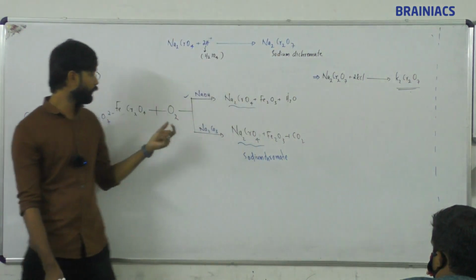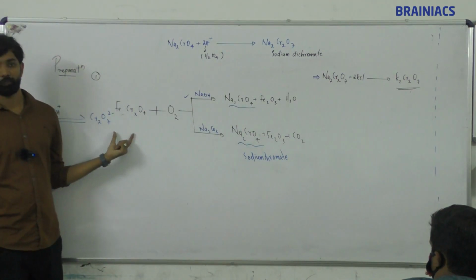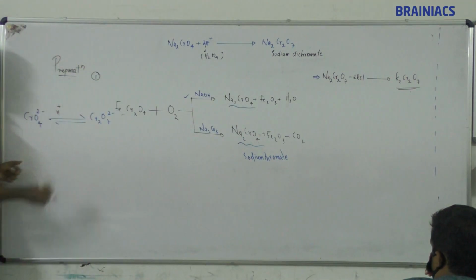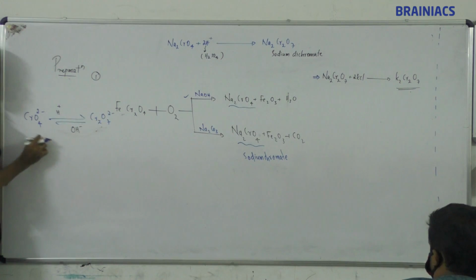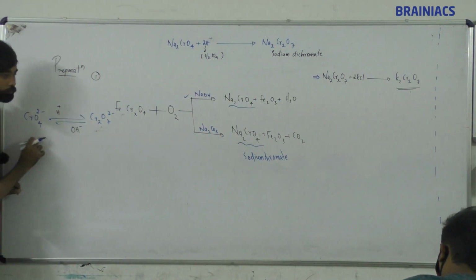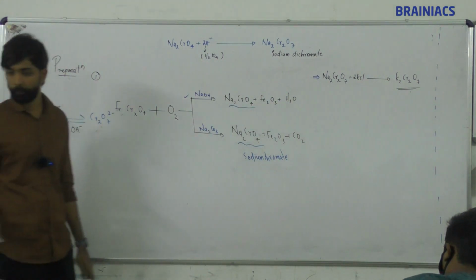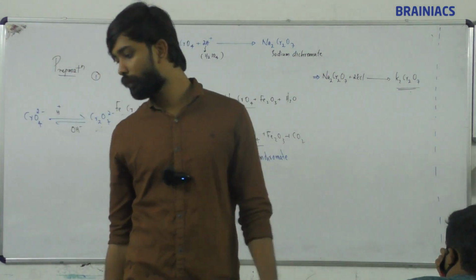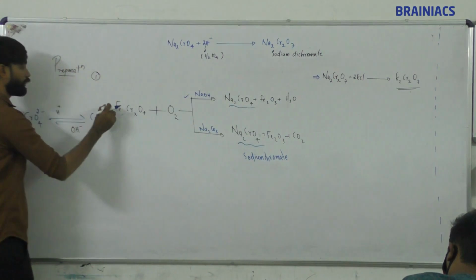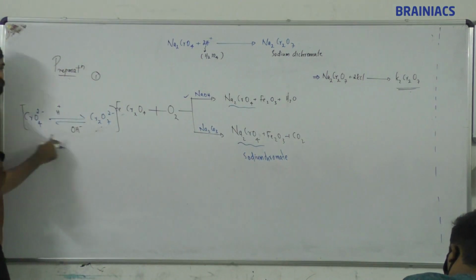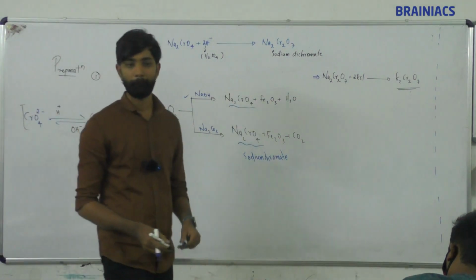Now we are writing the property of dichromate. So dichromate in basic medium forms what? The reverse reaction should be in a basic medium. So dichromate in basic medium forms chromate. So the point is, in basic medium they turn to chromate. So there is an interconversion actually, like this.